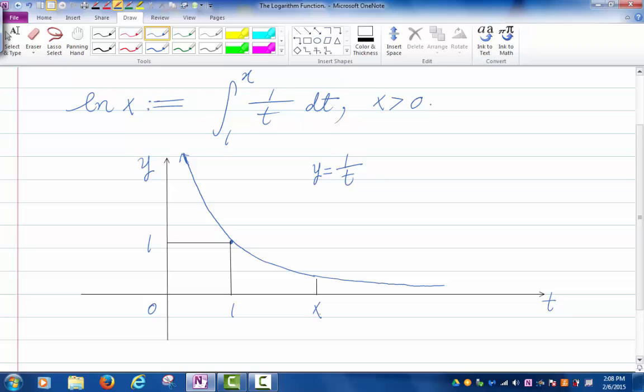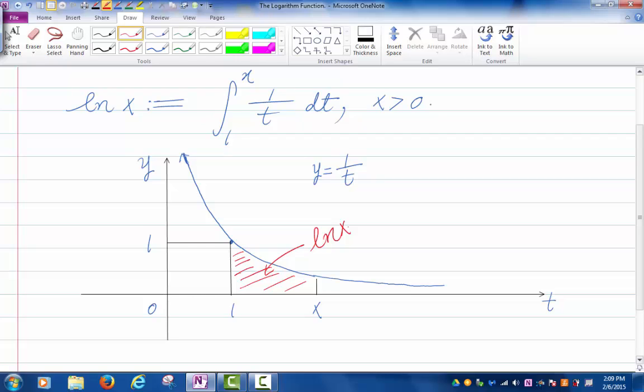If x is bigger than 1, then the integral from 1 to x of 1 over t dt represents what? It represents the area of the region below the graph of the integrand above the interval from 1 to x. So this is the value of ln of x, right?